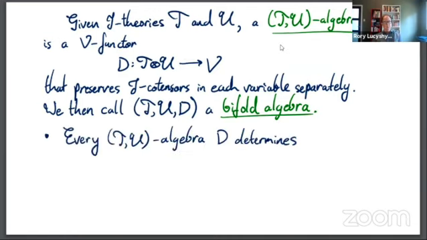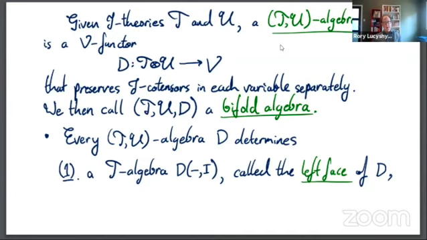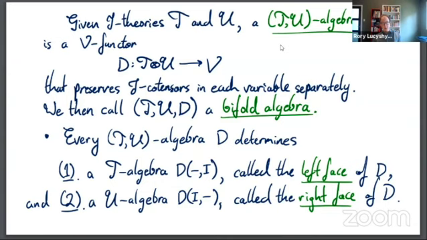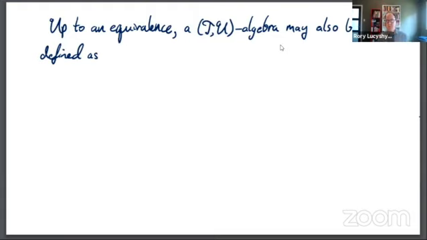Okay, and we can observe that every TU algebra D determines, firstly, a T algebra on the one hand by plugging in the unit object I of V, which actually sits in J. We can plug that into the second argument and we get D(-, I). This is actually a T algebra and we call it the left face of D. And then similarly, we get a U algebra D(I, -) called the right face of D. So every TU algebra has an associated T algebra and an associated U algebra called the left and right faces of D.